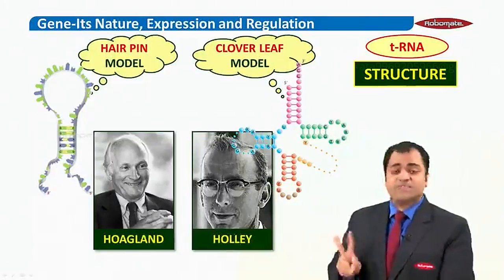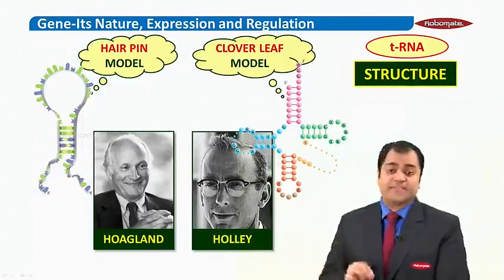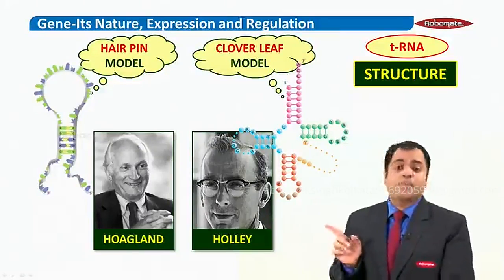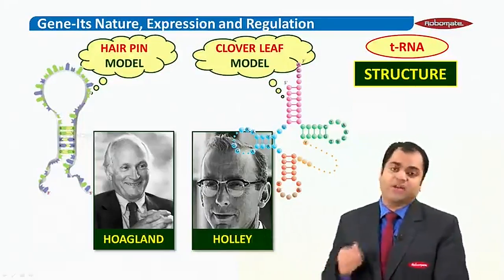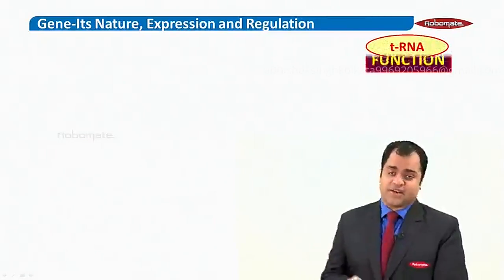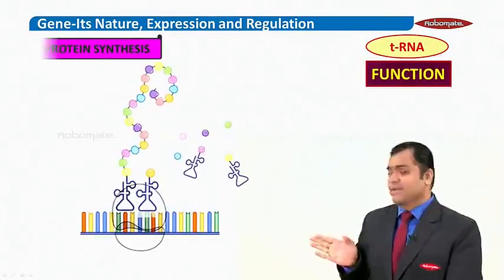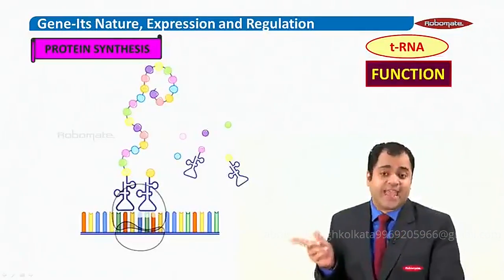Okay? Now both these models will be discussed in detail in the next module. Right now just know that the tRNA has 2 structures or 2 different models that have been suggested by Hogland and Hawley respectively. Right? Let us see what is the function of tRNA. Now what you're looking at here is a picture of protein synthesis. You're looking at protein synthesis that is happening.